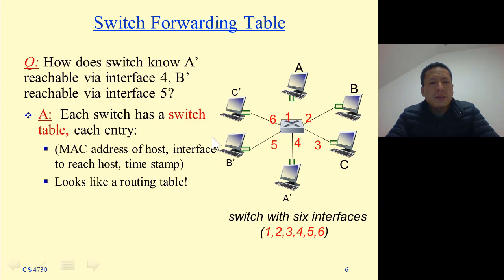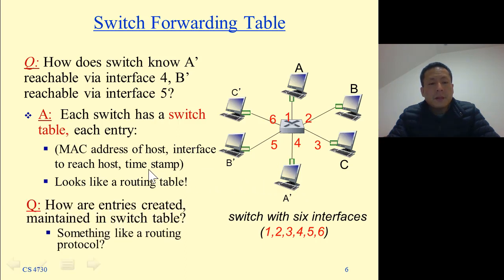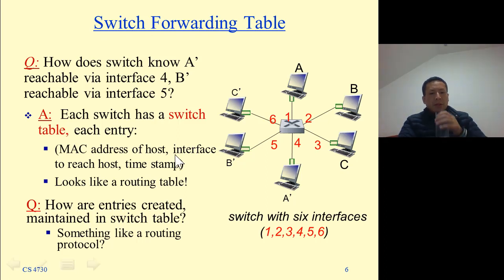So the switch table consists of a series of useful information, which includes the MAC address, the interface you can reach a specific port through, and then timestamps. So you may ask the question: okay, we know that a routing table can be created for routing, but how is a switch forwarding table created for the switch? Is that something like a routing table, or is the process similar? That's a big question mark.